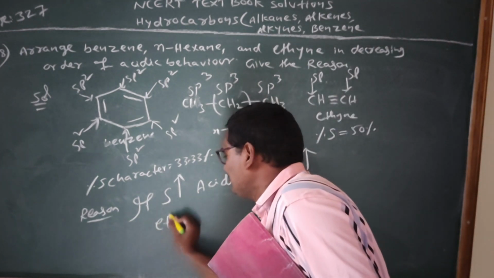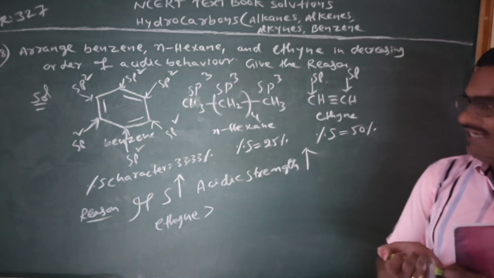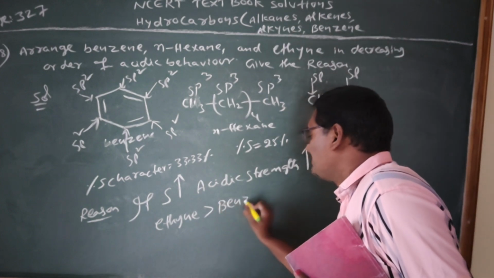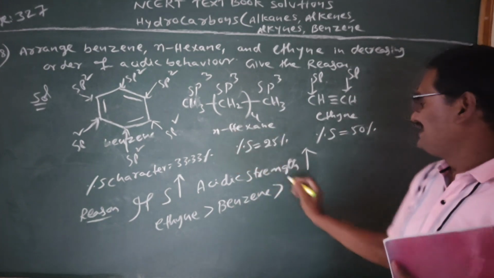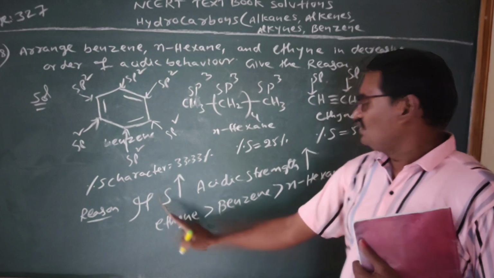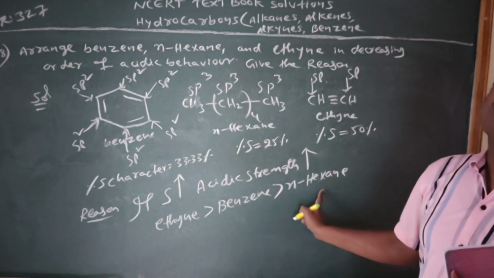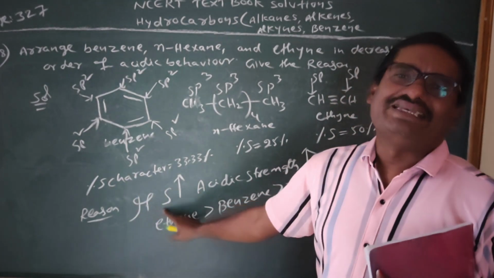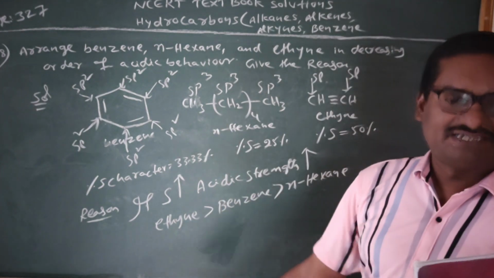So first, ethyne is greater than, in second place, benzene with 33.3%, and last place n-hexane. So highest is ethyne, second place benzene, least is n-hexane in acidic character. The reason is, if s character increases, acidic strength also increases. That is the reason. Thank you.